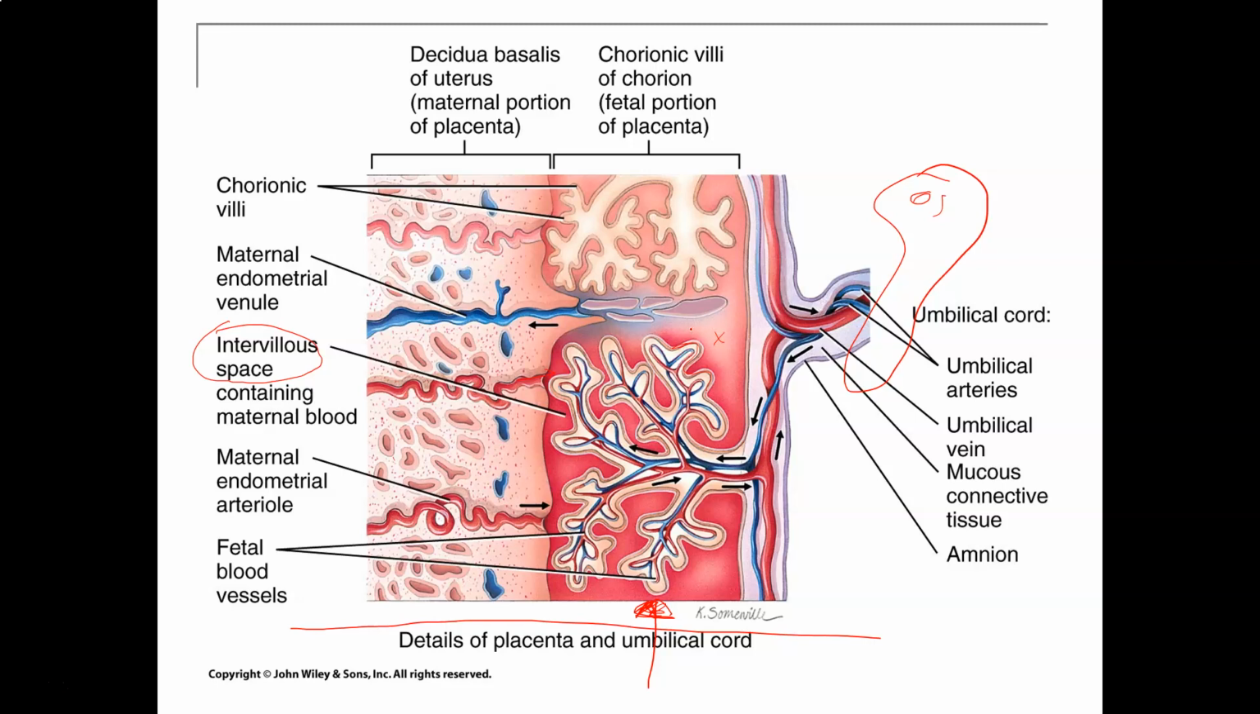And then same thing if you want to move things from the mother's blood into the baby's blood, it's the opposite direction. So we've seen this theme over and over in the lungs, in the digestive tract, in the kidney, this idea of a two-cell barrier.